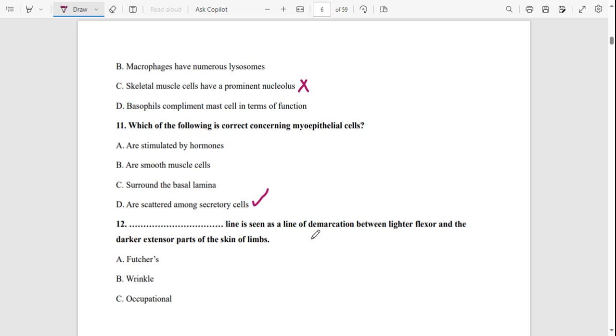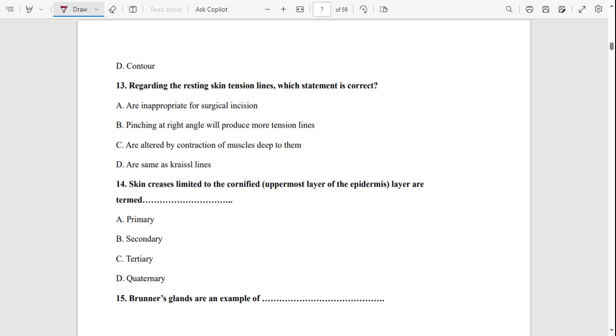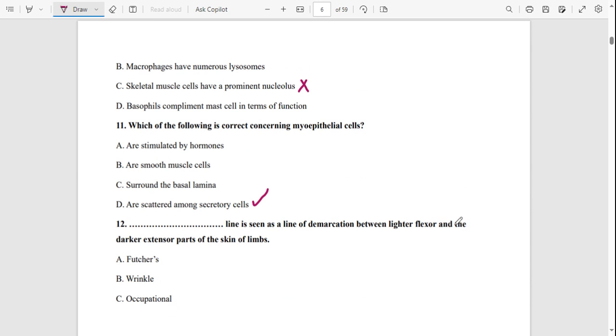Which line is seen as a line of demarcation between the lighter flexor and the darker extensor parts of the skin of limbs? Options: Futcher's line, wrinkle lines, occupational lines, and contour lines. So lines which are going to be seen between darker portions and lighter portions of the skin of the limbs are known as Futcher's lines. So what you're going to be able to see is, let's say this is your leg. Okay, you are going to see there will be some kind of division. If this part of the body is light and this part is dark, you are going to see some kind of line which is dividing these two regions. That's Futcher's line.